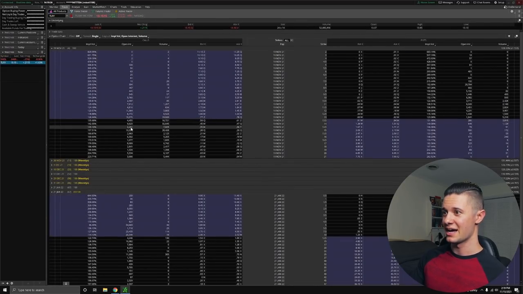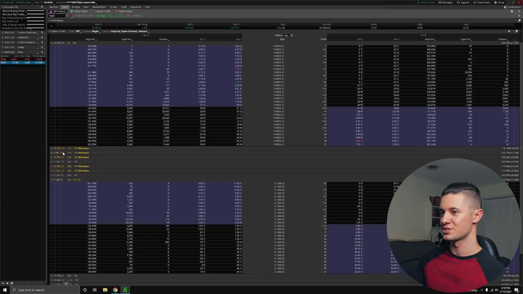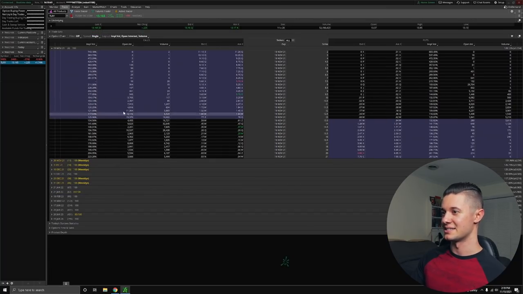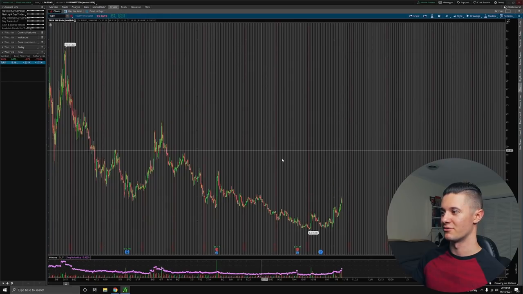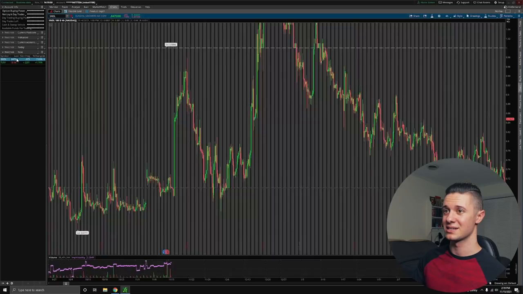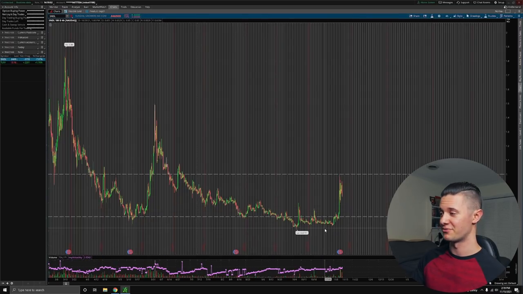And Tilray, I haven't spent too much time looking at the options, but it looks like they don't have nearly as many as Sundial does. And gamma squeeze potential is somewhat low on Tilray. Tilray is more of a fundamental play. People are just betting on it to do well in the near future, right? Sundial is more of the meme stock, but also doing well fundamentally.